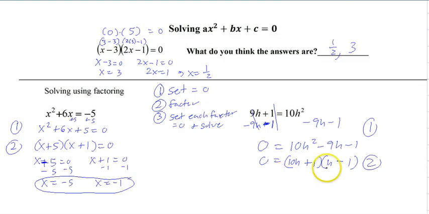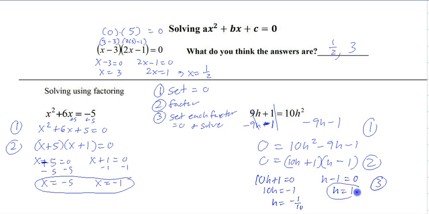Okay. So now step 3. Set each factor equal to 0. I'm just thinking of the answer here. And then we get 10h equals negative 1. So h equals negative 1/10. And then h equals 1. And there are our two answers. And how do you know they're correct? We just plug them in and check.